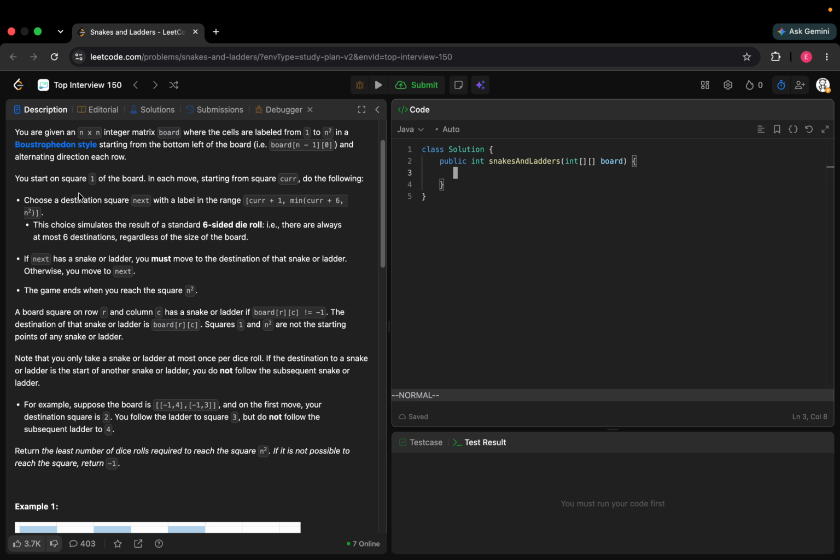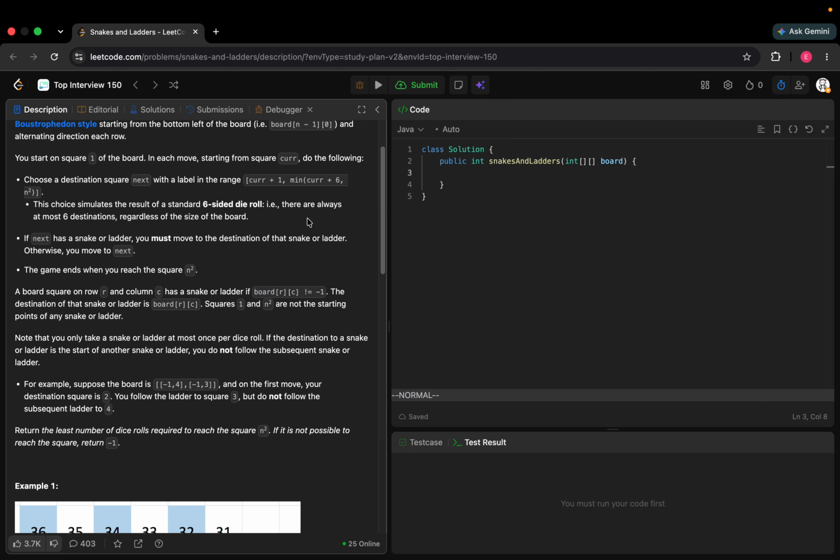You start on square 1 of the board, and each move, starting from square curr, you choose the destination square next with the label in the range curr + 1 to min(curr + 6, n squared). This choice simulates the results of a standard 6-sided die. There are always at most 6 destinations, regardless of the size of the board.